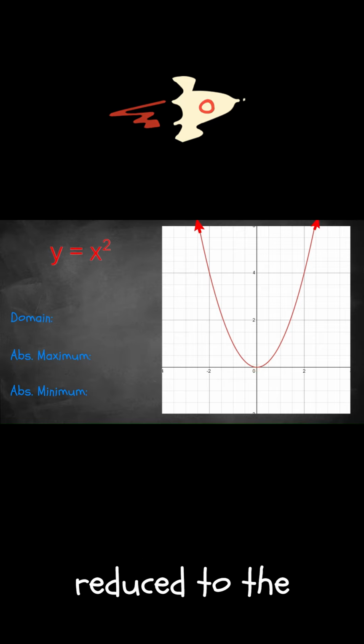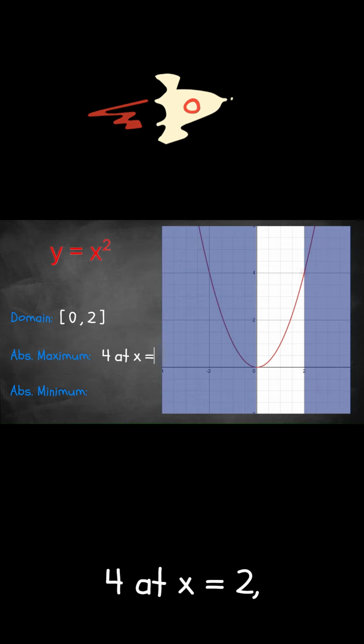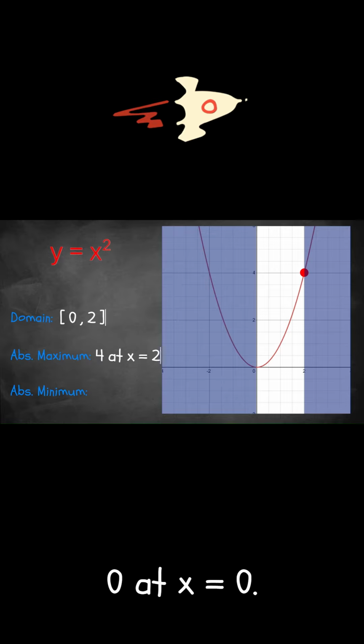If the domain is reduced to the inclusive domain of 0 to 2, there will be an absolute maximum of 4 at x equals 2, and an absolute minimum of 0 at x equals 0.